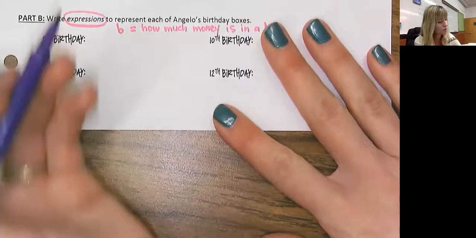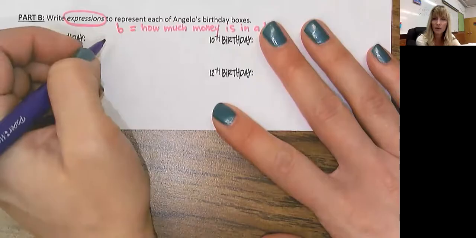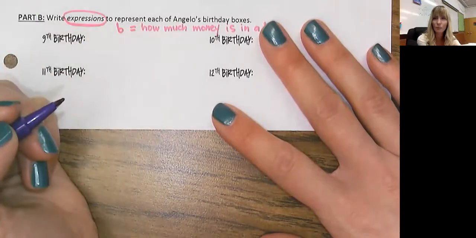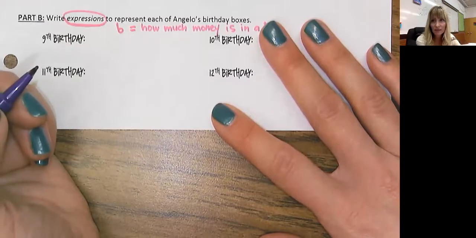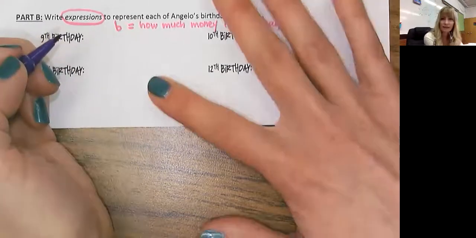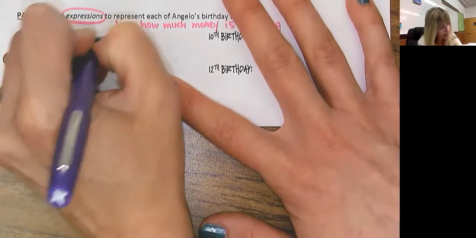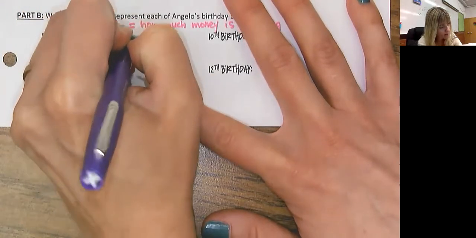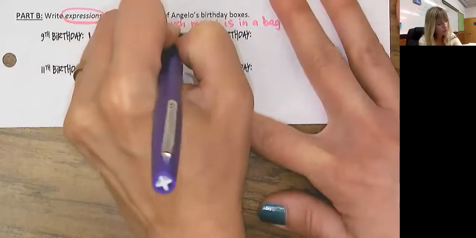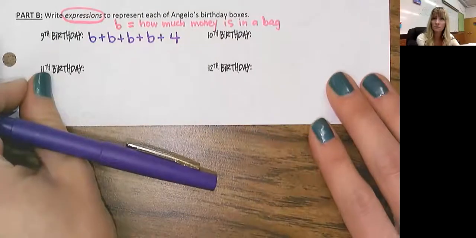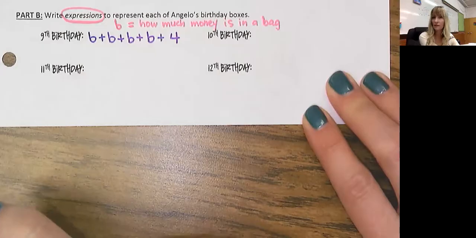So I'm going to show you one thing that I'll often see. Take a look at what you've got on your paper. I can't see it on my screen, but look at your paper. Look at the 9th birthday box. Look at the bags that you see and look at the dollar bills that you see. I still don't know how much money is in that box, but I do know I have a bag and another bag and another bag and another bag, and I see $4. That can be an expression that represents this scenario.